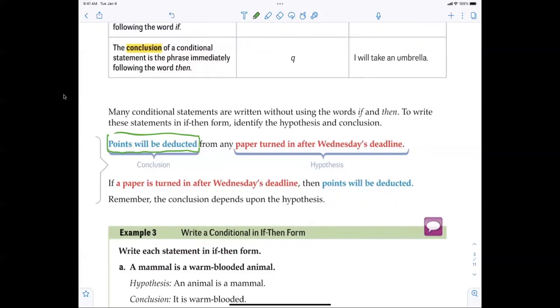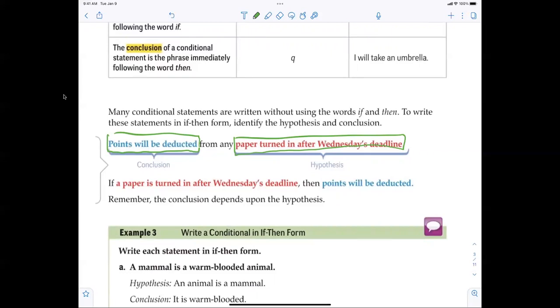Again, sometimes I think it's unclear. I definitely think it's unclear. But you can see, points will be deducted from any paper turned in after Wednesday's deadline. So they want to write it: if a paper is turned in after Wednesday's deadline, then the points will be deducted. Does that make sense to everybody? Again, there's just nothing I can do to explain that better. Is everybody with me?